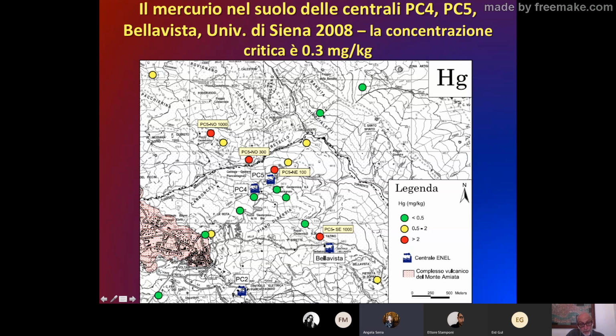Now the Tuscan region is trying to evolve to binary. They're trying to force Enel to evolve to binary power plants, but Enel doesn't like that because of the very high content of non-condensable gases. Also, people don't like that because they're afraid of induced seismicity.